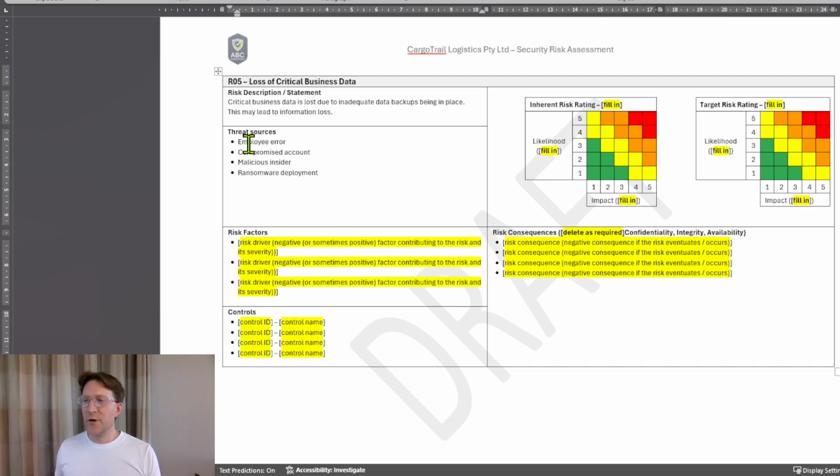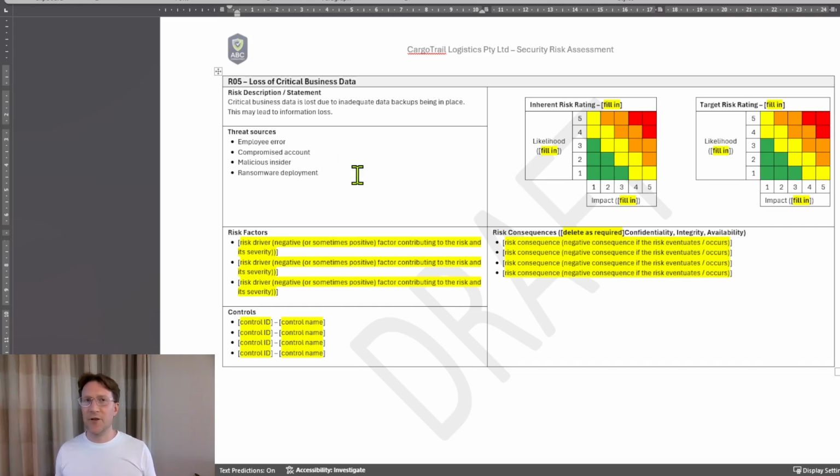For threat sources, we could have employee error, where someone accidentally deletes critical information. We could have a compromised account that is used by a malicious outside actor to deliberately delete information. We could have a malicious insider who uses their access to delete information. We could have something like ransomware.